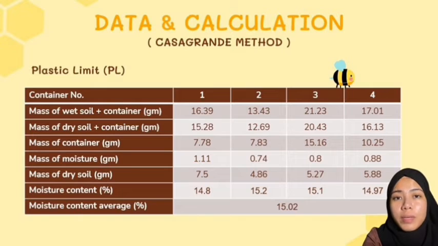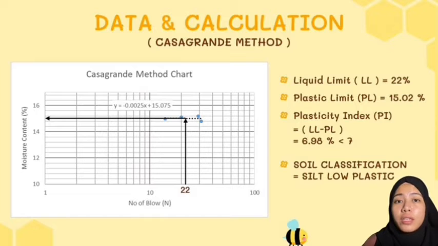For the plastic limit, we tested using the Casagrande method. After we tested all 4 samples, we obtained an average moisture content of 15.02%. After that, we calculated a plasticity index of 6.98. From the graph, we found that the soil classification is silt of low plasticity.